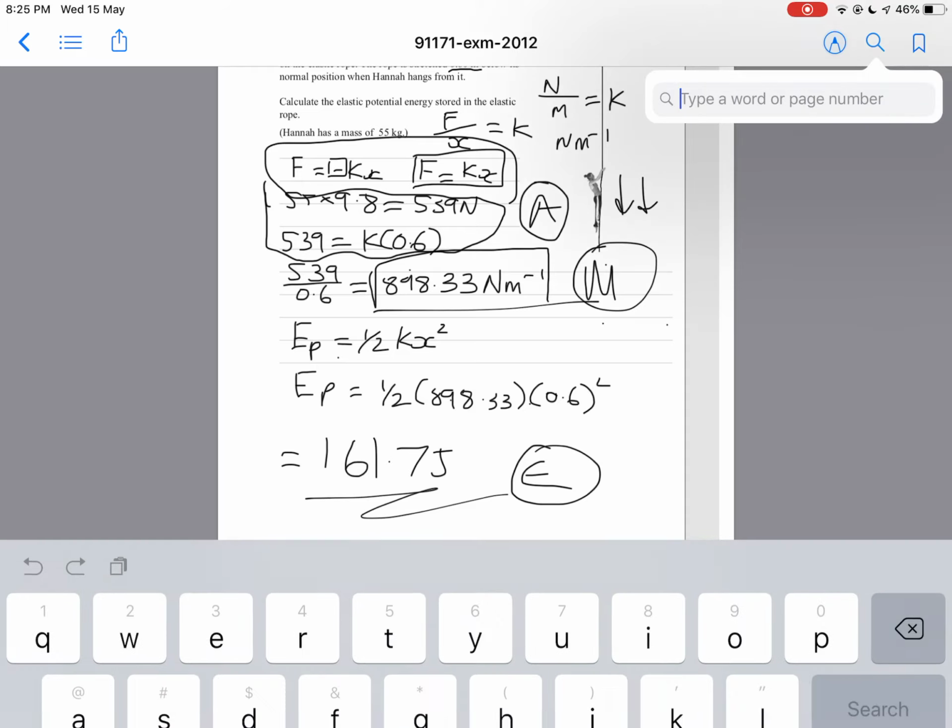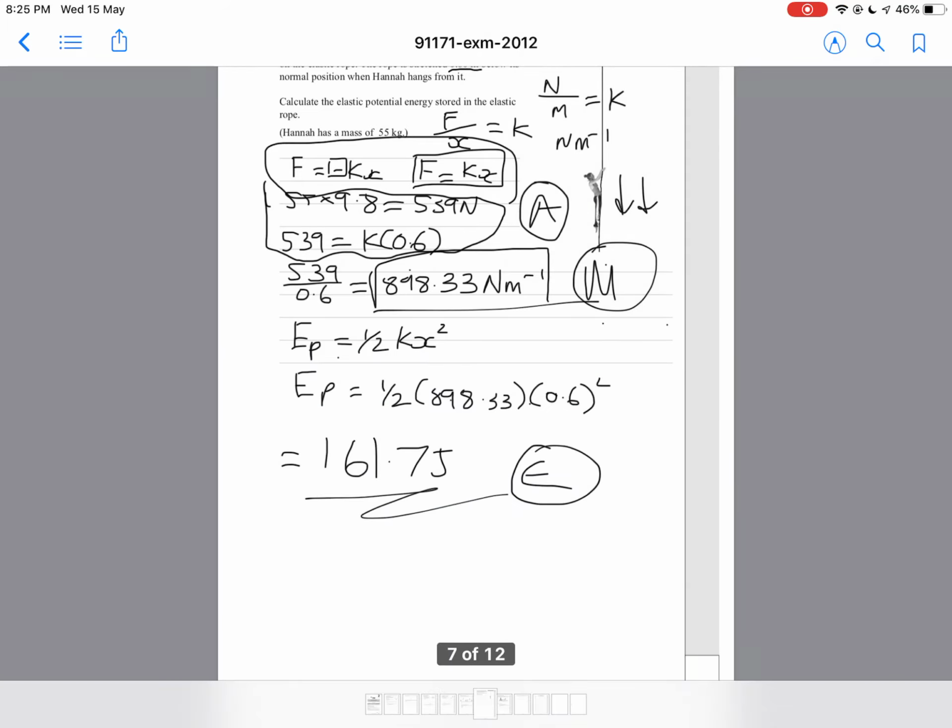Alright, so hope you understand. I know we haven't really gone over spring constants before in class, but hopefully my explanations were clear enough for you to understand the circumstances in this question.